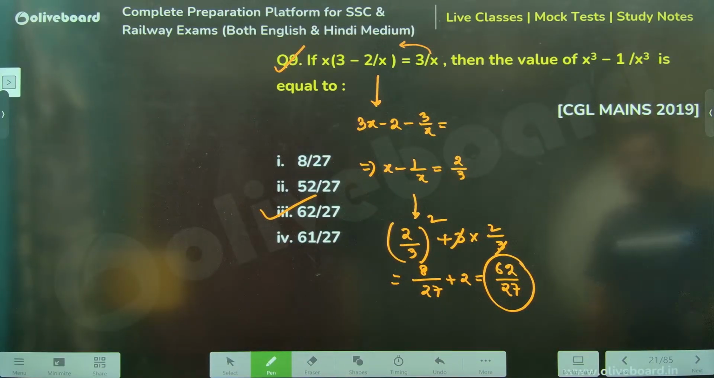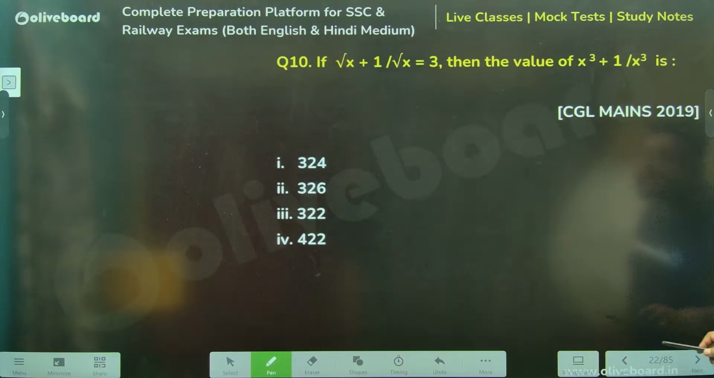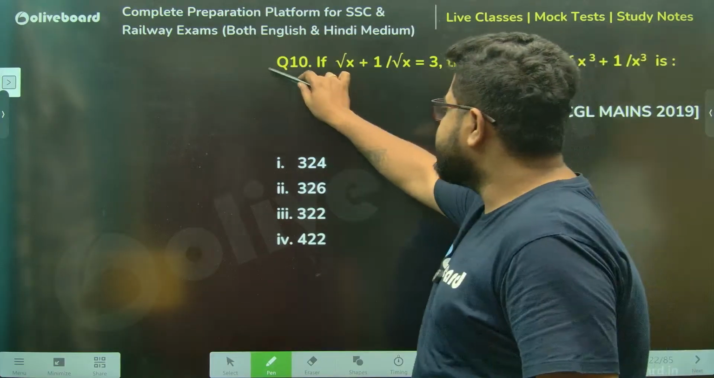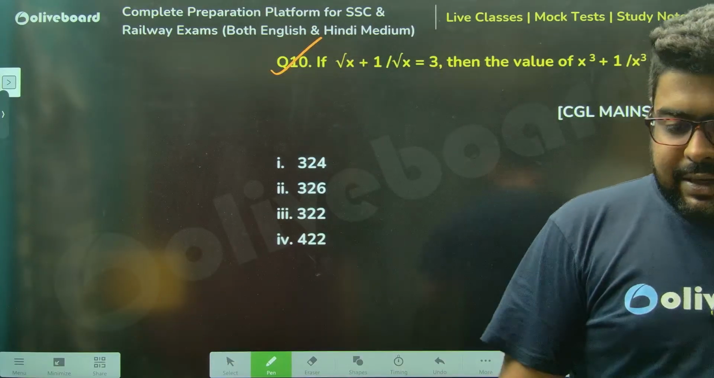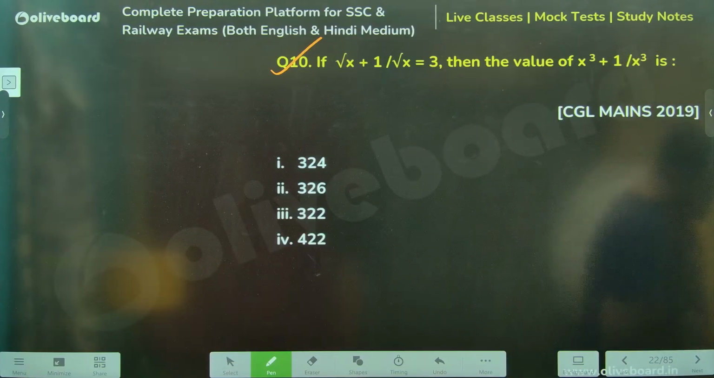Again, very simple. Moving on to the next one. Chalo, do this. Again, this is nothing but 6. Root given, cube asking. Meaning this is nothing but 6 to the power 6. Let's do it. Let's find it.